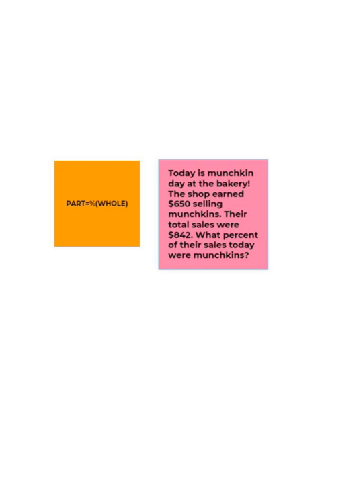Next problem. Today is Munchkin Day at the bakery. The shop earned $650 selling munchkins. Their total sales was $842. What percent of their sales today were munchkins? All right, so here's our part, there's our whole. We're missing our percent. So our part, 650 equals x times 842.